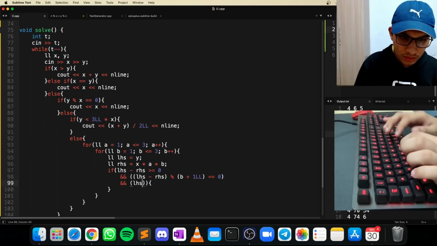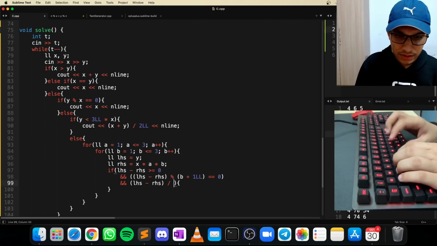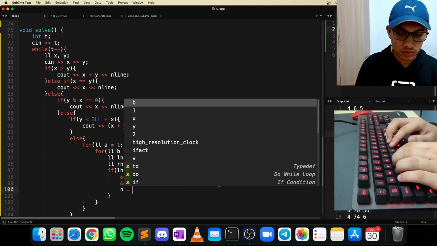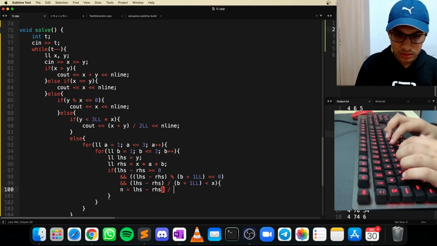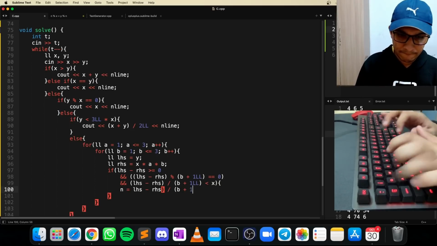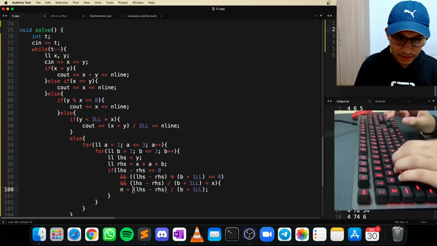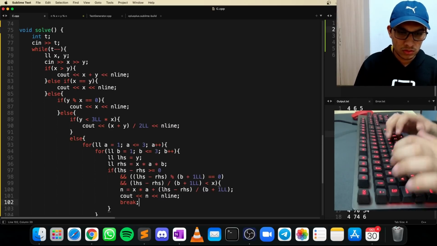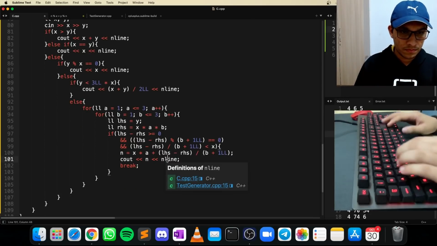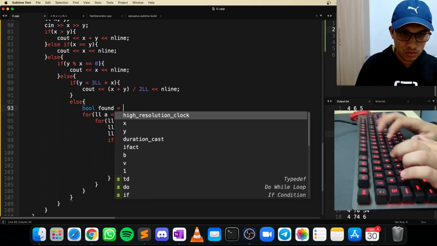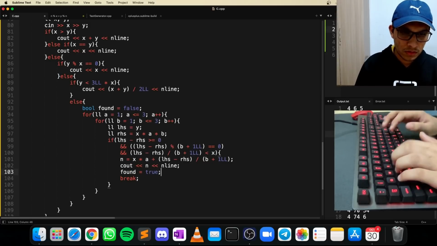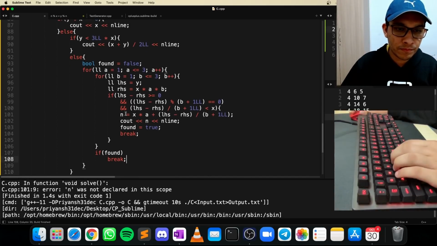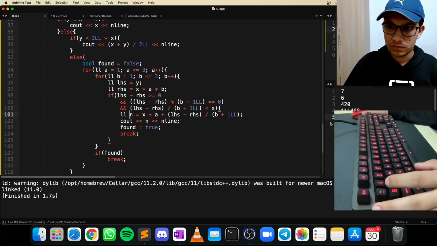And LHS minus RHS divided by b plus 1 is less than x, right? In this case I am saying n equals x into a plus k, where k is LHS minus RHS divided by b plus 1. Okay, so I'm having 7 here.